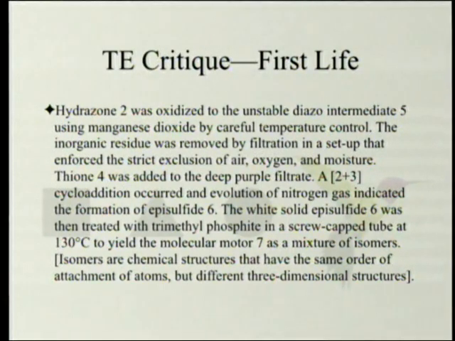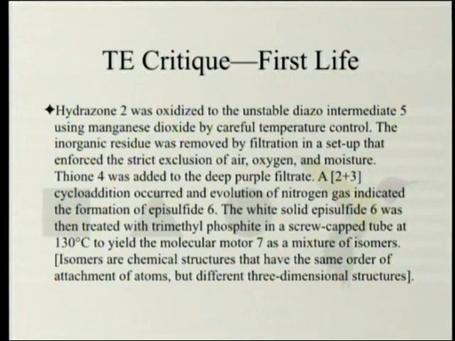Thion 4 was added to the deep purple filtrate. A 2 plus 3 cycloaddition occurred. An evolution of nitrogen gas indicated the formation of episulfide 6. The white solid episulfide 6 was then treated with trimethyl phosphite. Never heard of that stuff before. It's pretty wild stuff. In a screw cap tube at 130 degrees centigrade, over the boiling temperature of water, to yield the molecular motor 7 as a mixture of isomers.